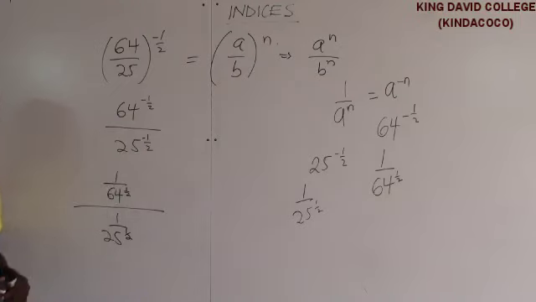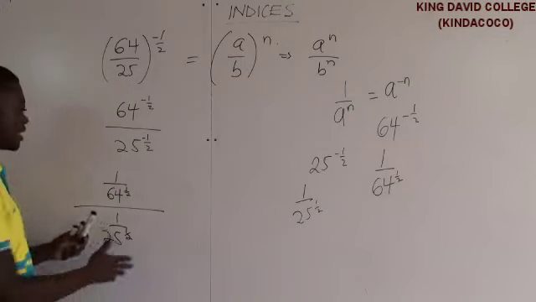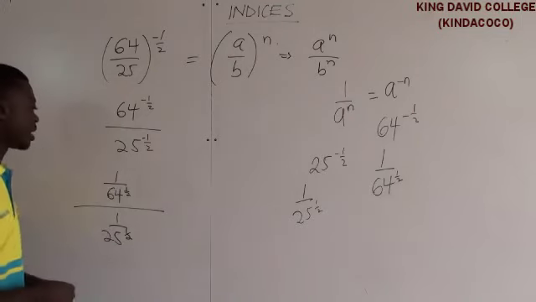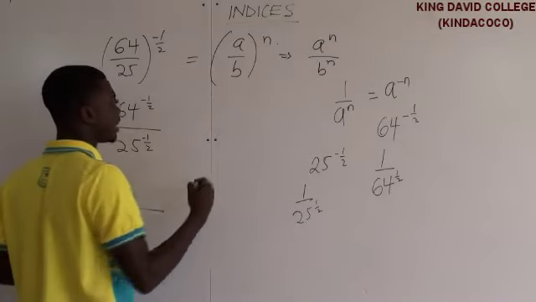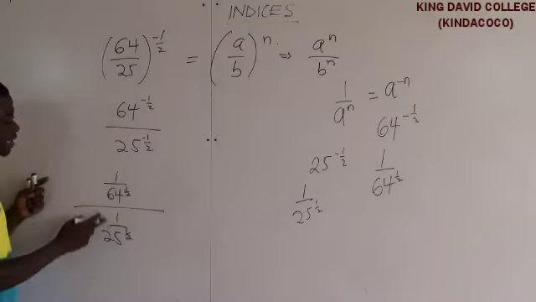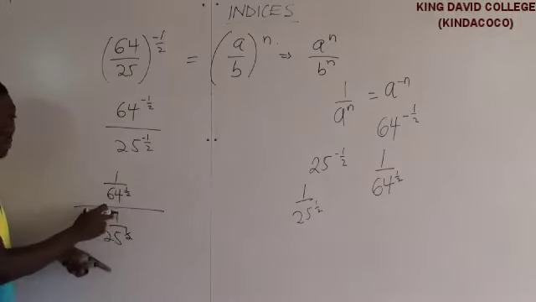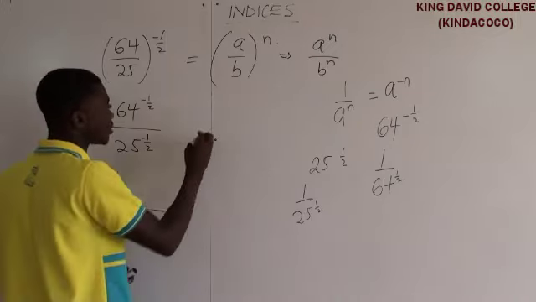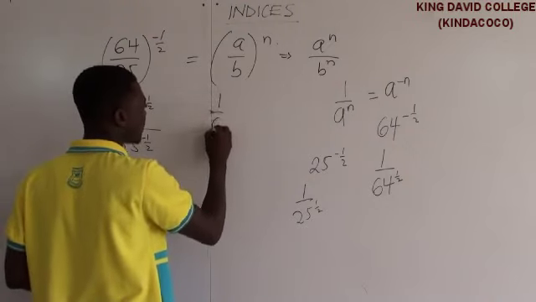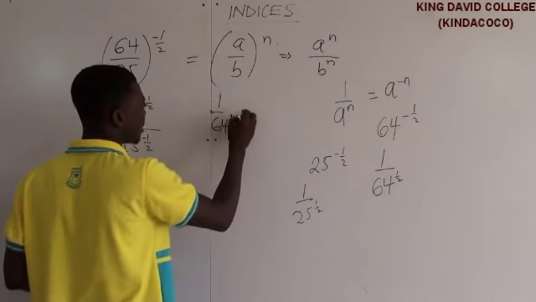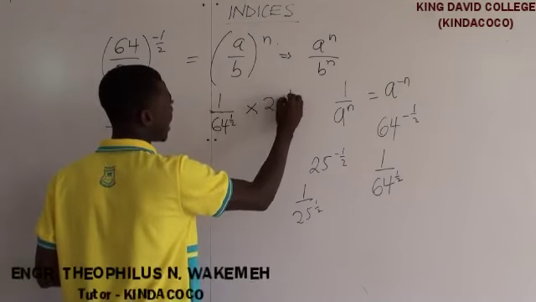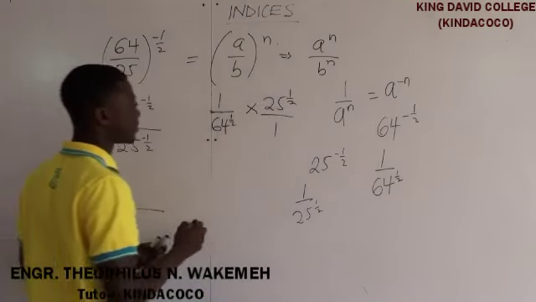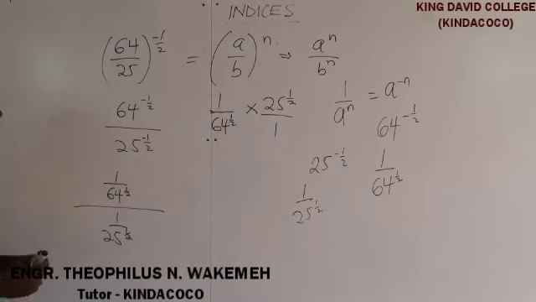Okay? I made it this way. So if you want to use this, the rest is just algebraic expression. You have a fraction divided by another fraction. Your algebraic expression will tell you that you can change this to multiplication and swap the second. So this will become 1 over 64 to the power half. Then you swap the position of this and that, so times 25 to the power half over 1.